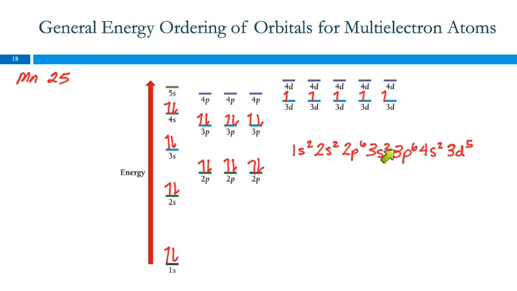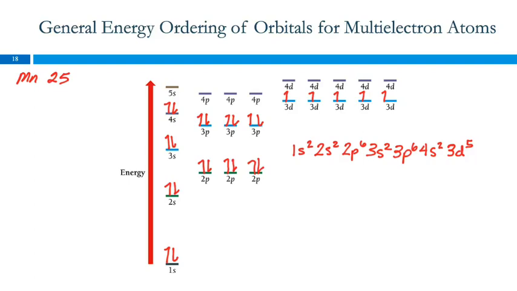If we add up the superscripts, we should get 25. 2 and 2 is 4, plus 6 is 10. That's 12, 18, 20, 25. So that's a check on, did I miss something?